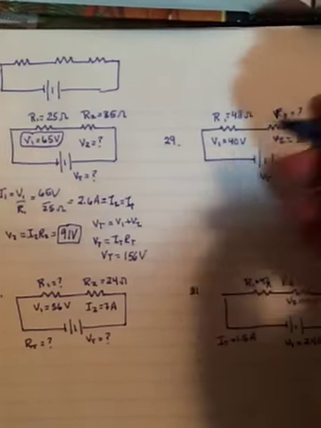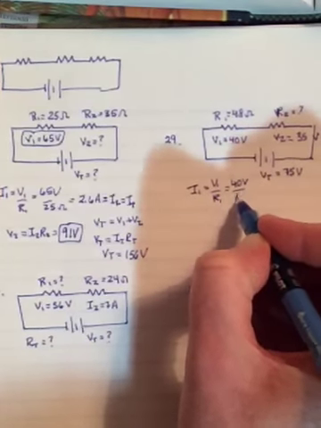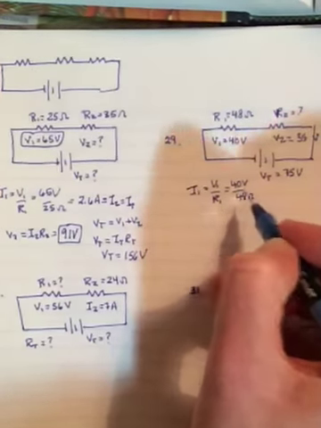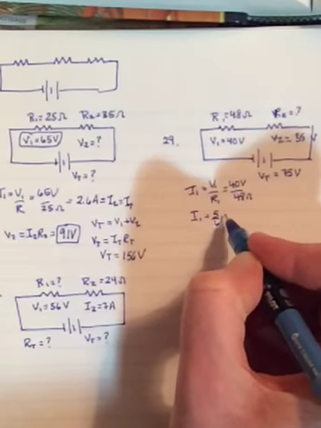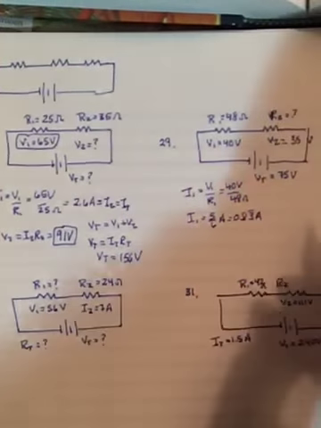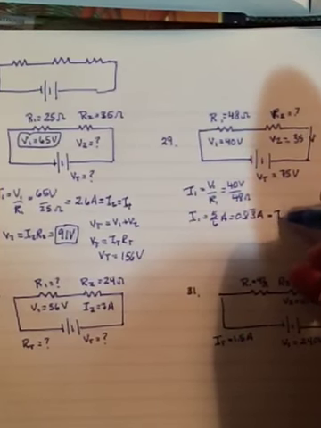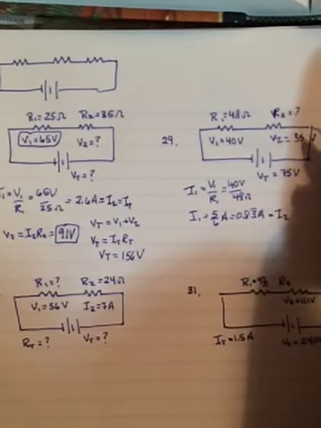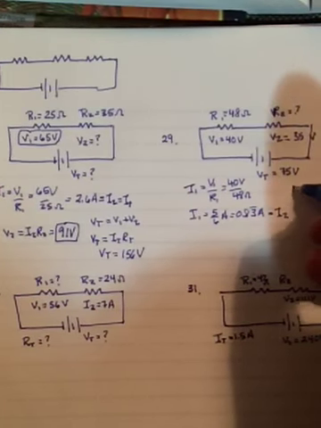From R1 and V1 we can get I1. So I1 will be equal to V1 over R1. So 40 volts over 48 ohms. 8 goes into both of those, so this reduces to 5 over 6 amps, or 0.83 repeating amps. Remember that in series, currents are the same, so this is also I2. And so now we have V2 and we have I2, so we can find our R2.